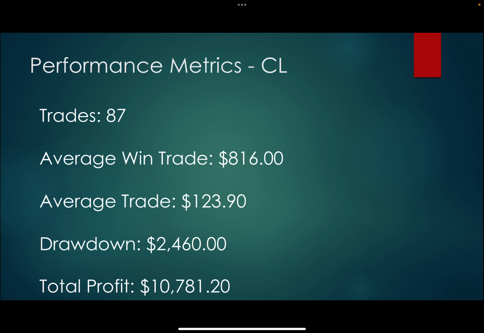Oil, probably my best stats, period, honestly, guys. Oil, even though it had 87 trades, nice win trade, average winning trade. That average trade of 123 is awesome. Look at that return to drawdown, guys. Look at that. Love that. That strategy is working really well. I'm now supplementing it with a swing strategy, and I plan to supplement it with a short strategy as well.